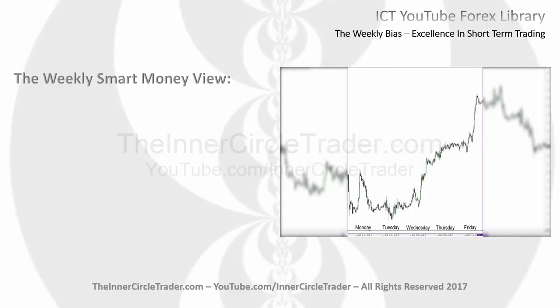Okay, so the weekly smart money view. As you can see here, this is a chart depicting 1 week's worth of trading. And I want you to take a look at how the market gyrates from day to day, Monday, Tuesday, Wednesday, Thursday, and Friday. And this would be in a bullish scenario. Okay, this is for bullish conditions.